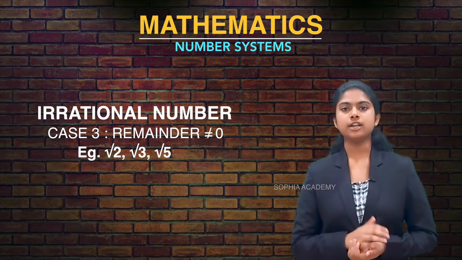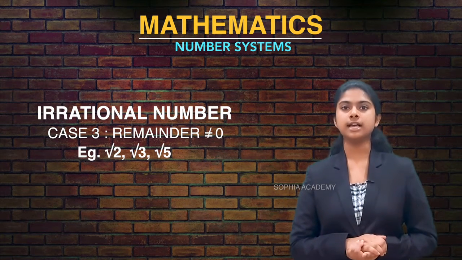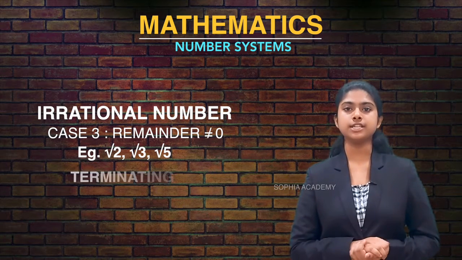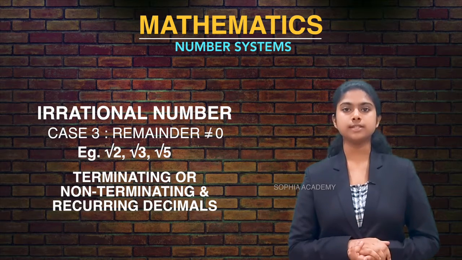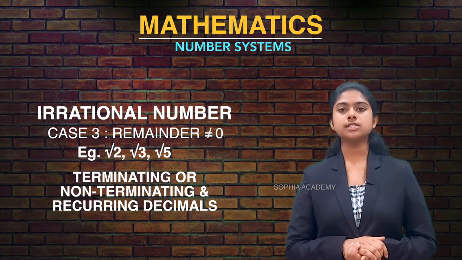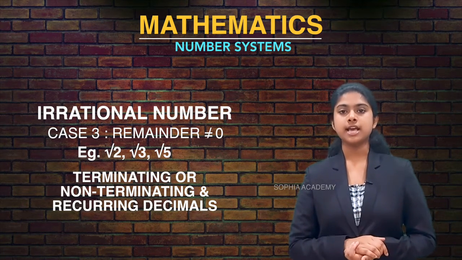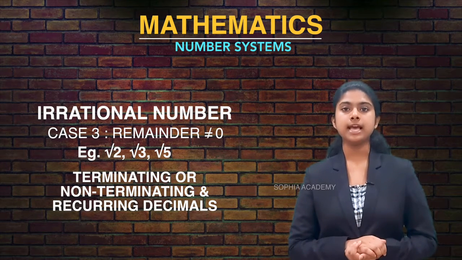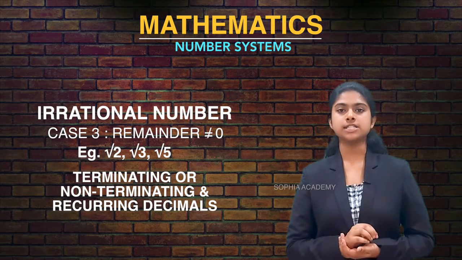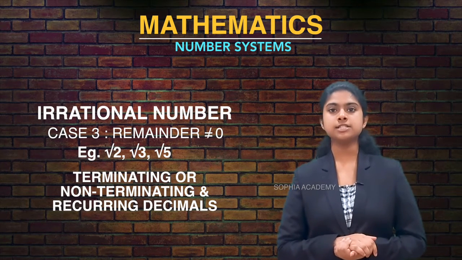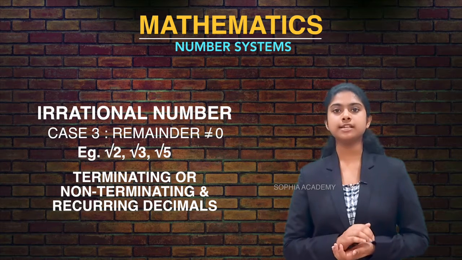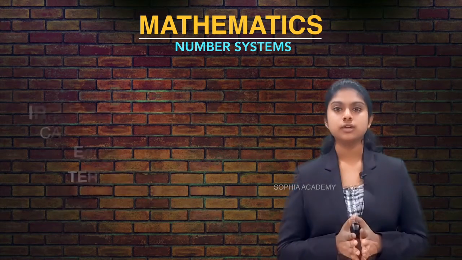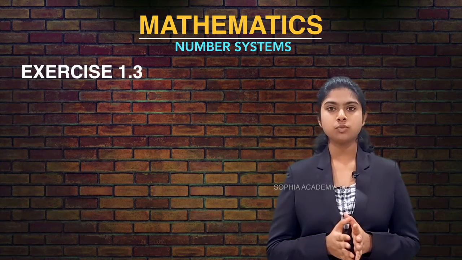We have seen that in all the above cases, the decimal expansion of a rational number is either terminating or non-terminating repeating. Thus, we can also say that if a decimal expansion is either terminating or non-terminating but repeating, then that number is a rational number. Decimal expansions which are non-terminating, non-repeating are known as irrational numbers. So now we are going to discuss exercise 1.3.